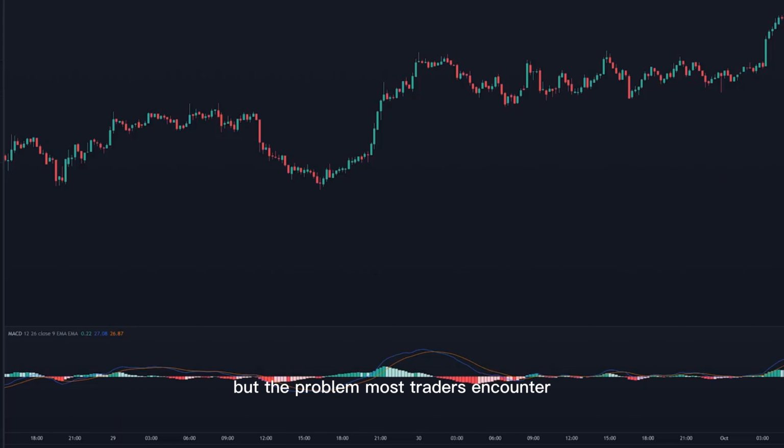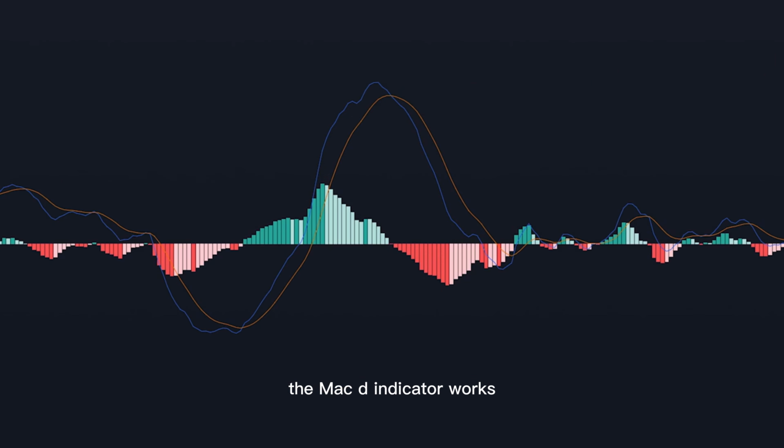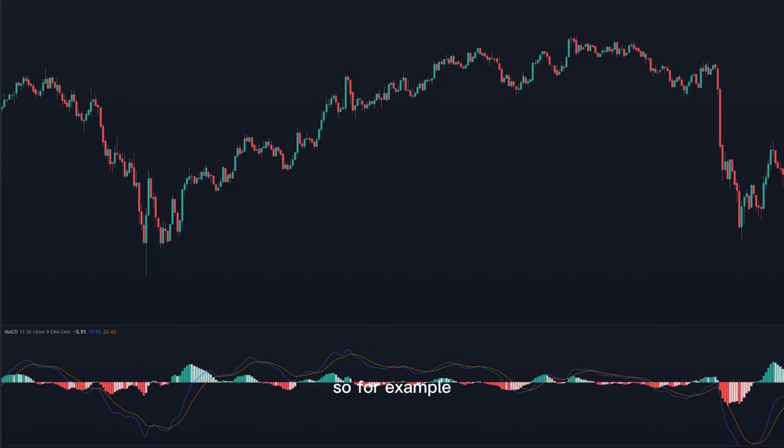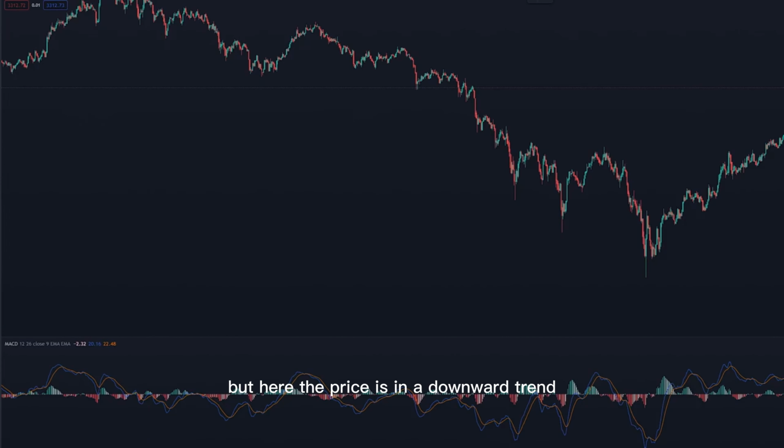But the problem most traders encounter is that they only use this indicator by itself. Let me tell you why this doesn't work. The MACD indicator works extremely well if the market is in a trend. So for example here, the MACD indicator is doing a great job indicating when the price is about to move upward because the chart is in an upward trend. But here the price is in a downward trend, but the MACD is still signaling to buy long even though the price is going down.